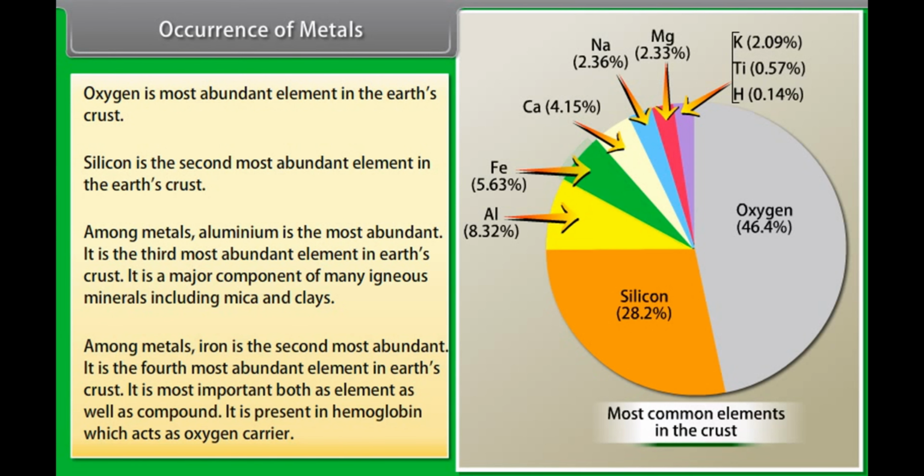Among metals, iron is the second most abundant. It is the fourth most abundant element in Earth's crust. It is most important both as element as well as compound. It is present in hemoglobin, which acts as oxygen carrier.